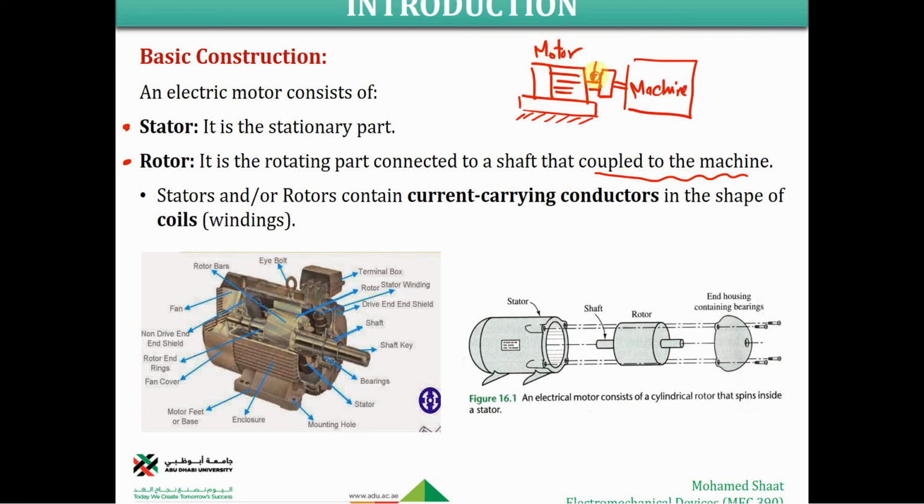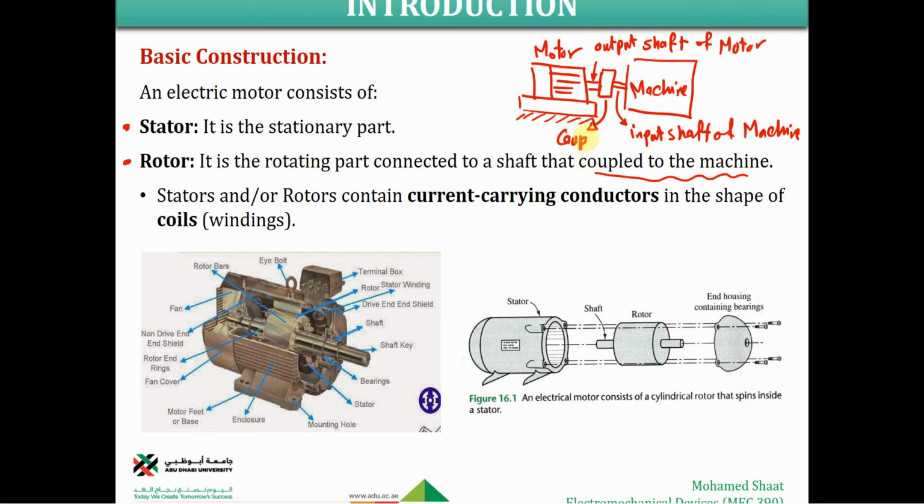And this is the output shaft of the motor itself, which is going to be coupled. This is going to be the input to the machine. This is the input shaft of the machine itself. But this is the output shaft of the motor, and both are going to be coupled through a coupling.